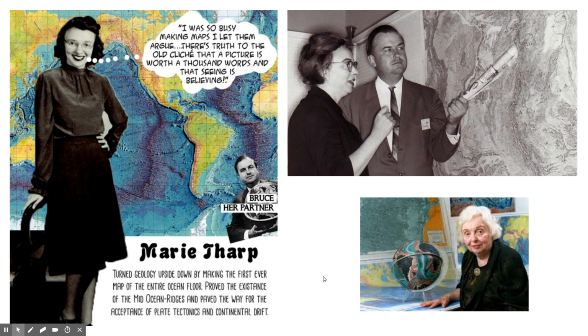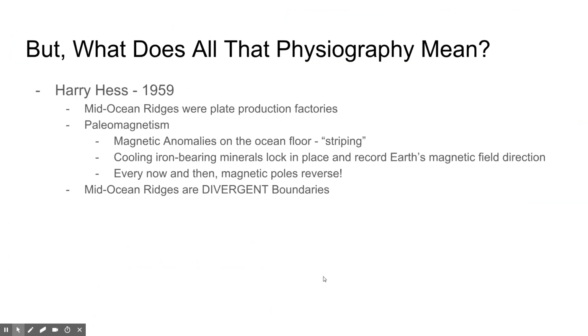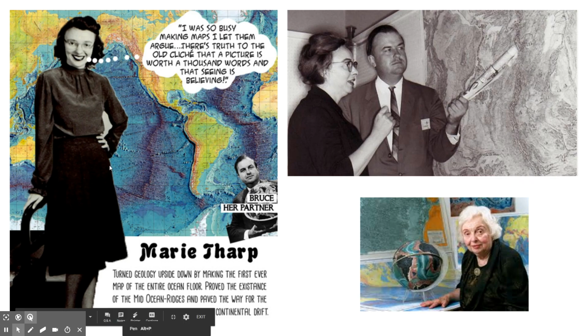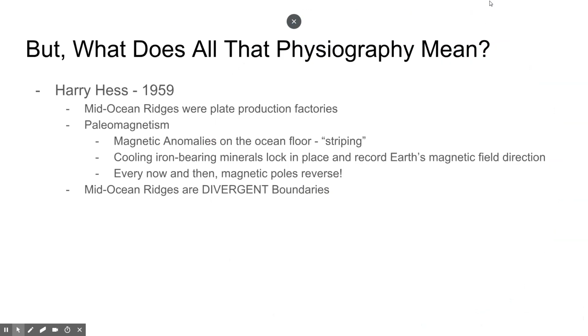So she paved the way for the acceptance of plate tectonics and continental drift. But interpreting what all that new physiography on the ocean floor meant was a whole other thing. And it took some other individuals, Harry Hess for one, to suggest that the mid-ocean ridges in particular, if we go back to this map here, you see these ridges down along the middle of the Atlantic. His idea was that these mid-ocean ridges were actually plate production factories.